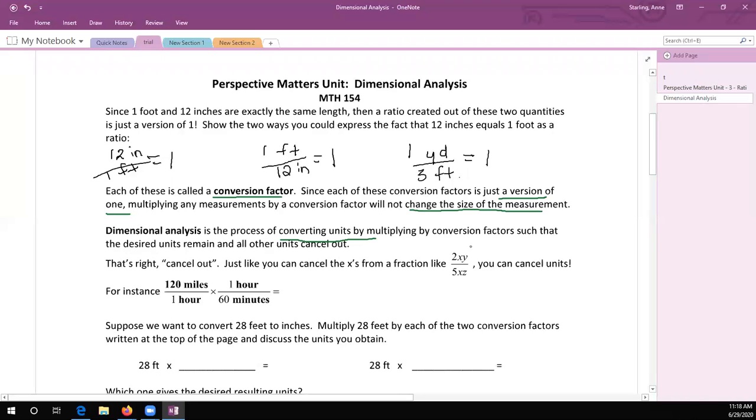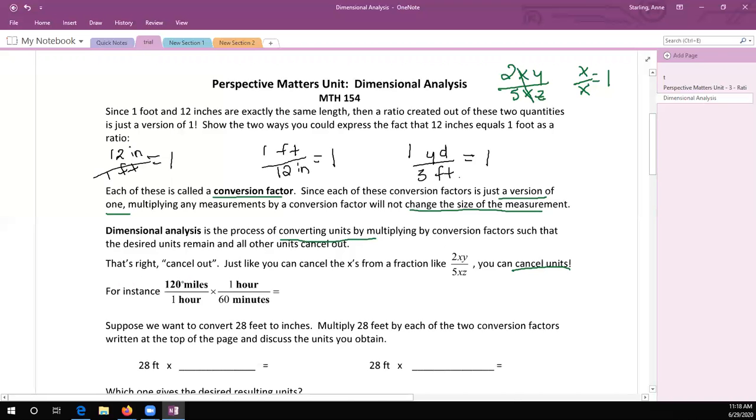Now, when we talk about canceling out, take a look at this one that I've got. So up here, if I have 2xy divided by 5xz, the x's cancel because x divided by x is 1, and you're left with 2y over 5z. So that's the same idea with dimensional analysis, is you cancel units. Anything on top of a fraction can be canceled with anything on the bottom.